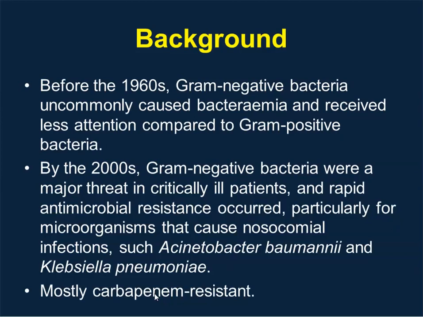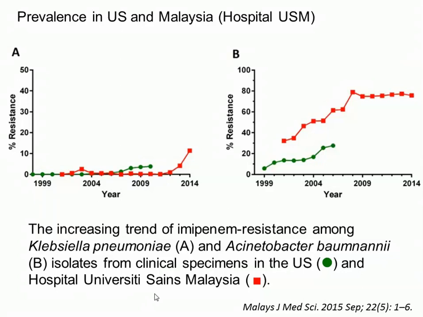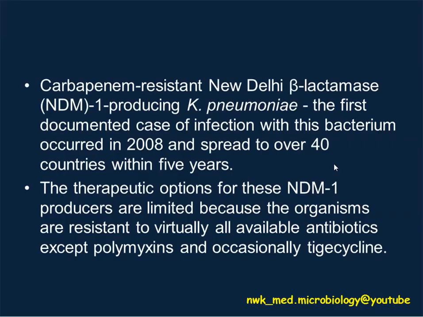left to treat them. The statistics show the prevalence of this gram-negative superbug in Malaysia and also in the United States. In Malaysia, the sample taken is from Hospital USM in Kelantan. So you can see the increase in the number of antibiotic resistant cases in the United States and also in Malaysia.